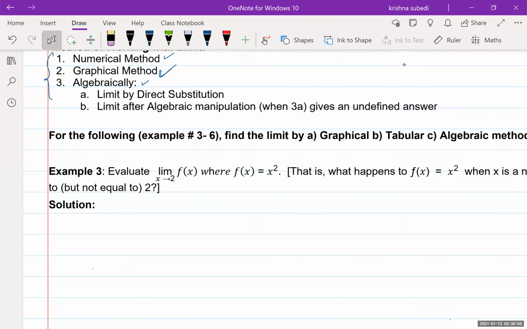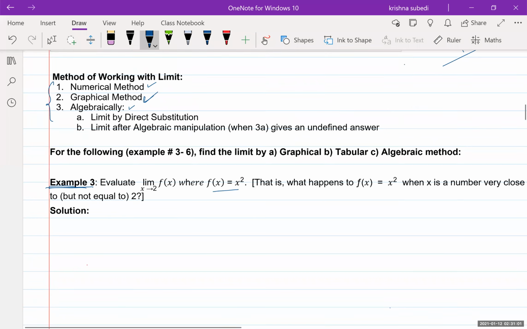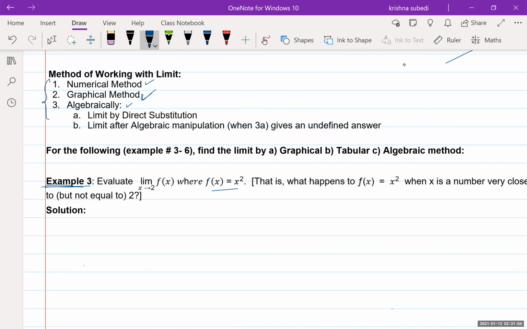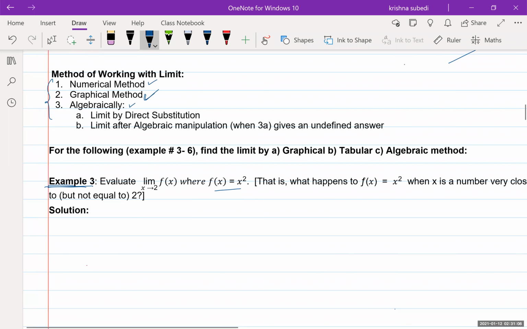Now, example 3. Evaluate the limit as x tends to 2 of f of x, where f of x equals x squared. It means, what happens to f of x equals x squared when x is a number very close to but not equal to 2. That's the question. Okay, for these questions, let us use all the 3 methods. And you tell me which method you like, and I'll follow that method in the future, okay?